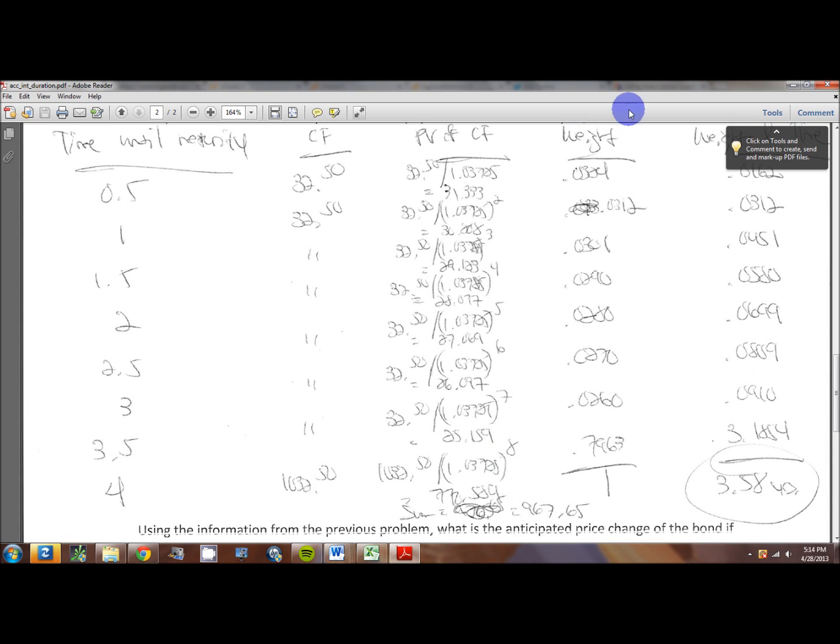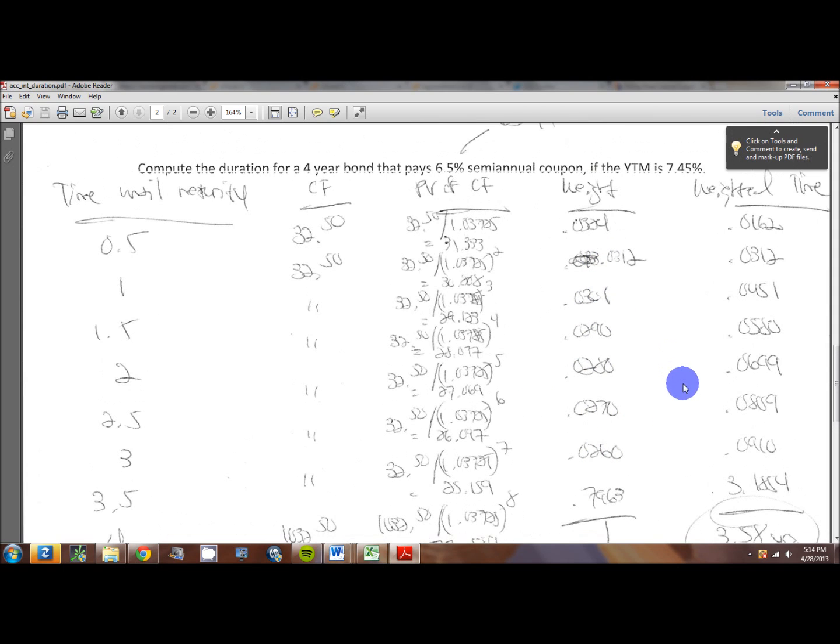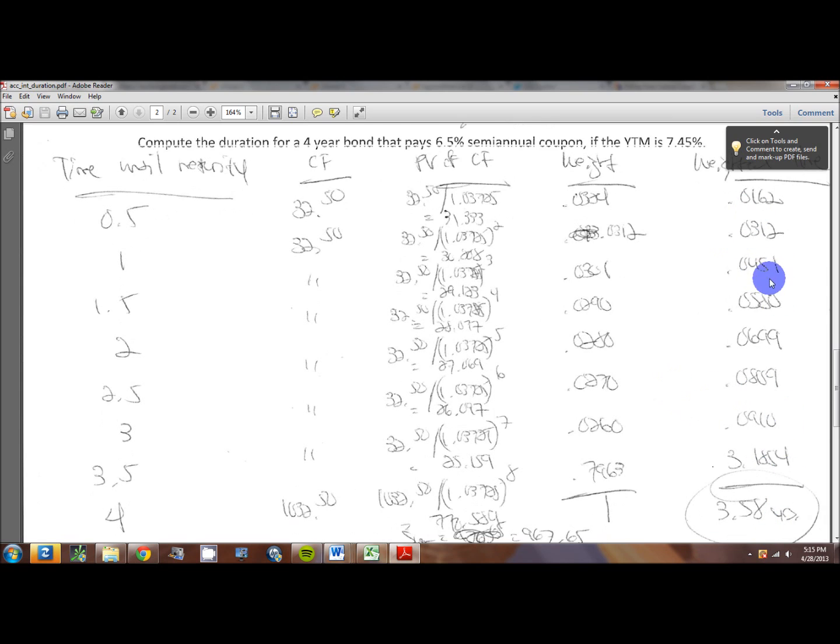And so then when you're looking for the weight of each cash flow, you simply divide the present value of that cash flow by the price, and that gives you the weights. From this point forward, it's exactly the same. It's identical to how we did it in class. So that's how you find all the weights, and then the weighted time is simply your weight column times your time until maturity column. So this is going to be a half times 0.0324, you get 0.0162, and so on down the line. And then when you sum up your final column, you get 3.58 years as your duration.